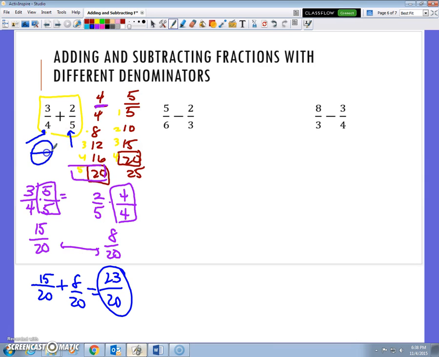3/4 is represented by this much of a unit, and 2/5 is represented by, ooh, this is going to be tricky. 1, 2, 3, 4, 5, close enough. 2/5, that much of it. So it makes it hard to put them together. But we can, if we change them both to have the same divisions, the same number of divisions.